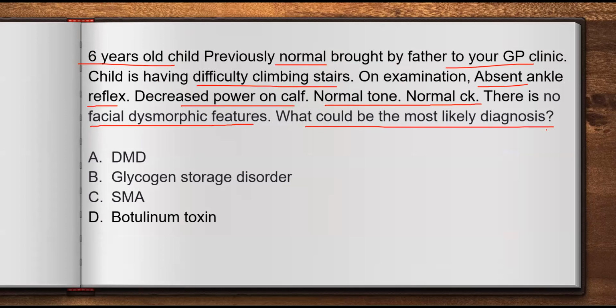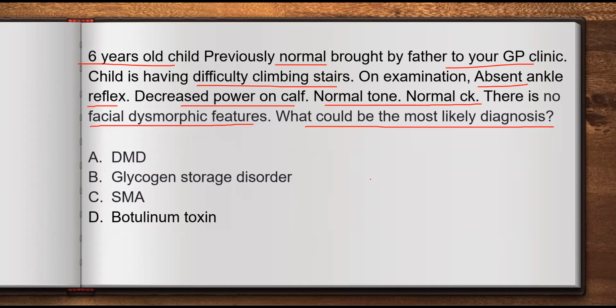I know this is very hard for you. Even the options are very hard for you, right? Now let's find out what they're talking about. This DMD, what is DMD, guys? This is called Duchenne muscular dystrophy. Very commonly asked in exam. Another is glycogen storage disorder. What is SMA? Spinal muscular atrophy. Also very important for exam. And botulinum toxin.